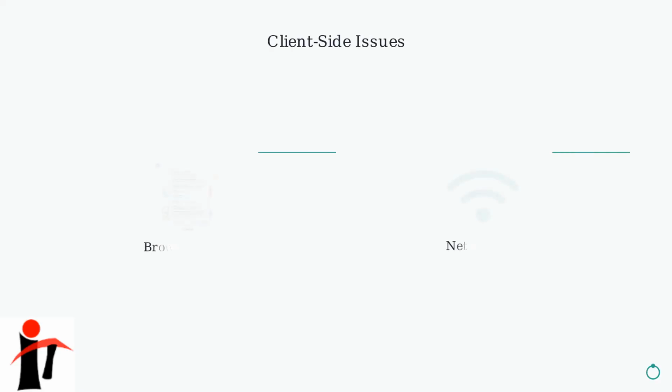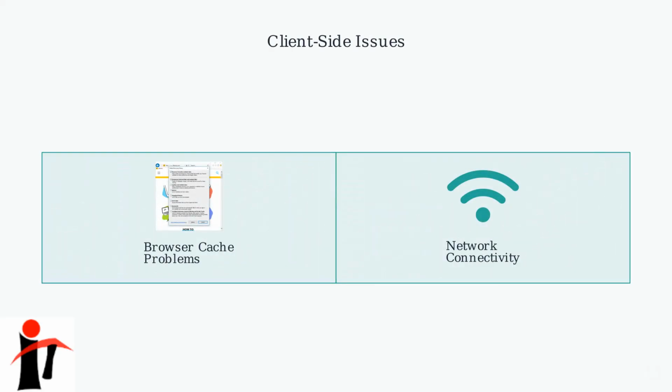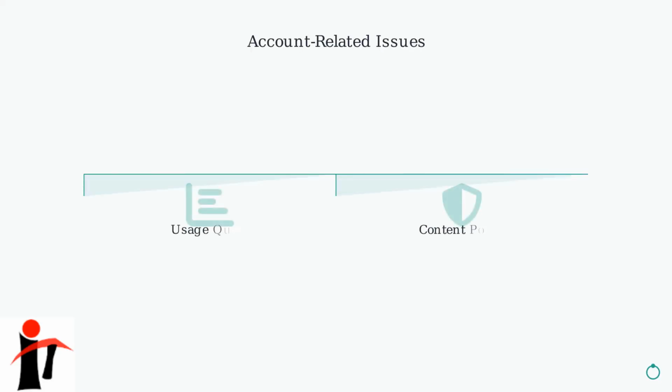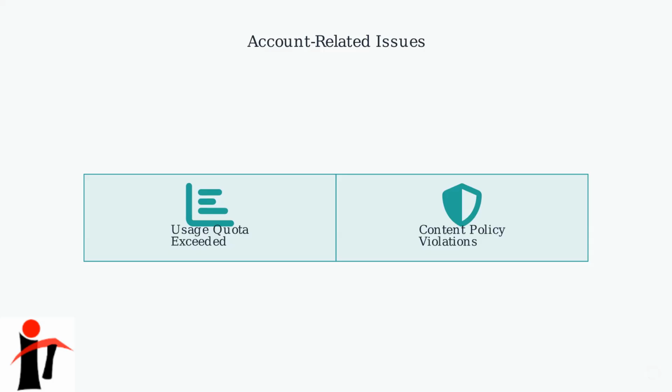Client-side problems form the second category of issues. These include browser cache problems, unstable network connections, and browser compatibility issues that can interfere with Poe's functionality. The third category involves account-related restrictions. These occur when you exceed usage quotas on free tiers or when your requests violate Poe's content policies, triggering safety systems. Now for the solutions.